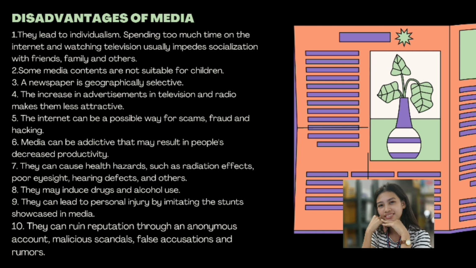So next is they can lead to personal injury by imitating the stunts showcased in media. Media like movie shows often shows exciting stunts and extreme actions. When people, especially young ones, try to copy these stunts without the right training or safety gear, they can get seriously hurt. And last is they can ruin reputation through anonymous accounts, malicious scandals, false accusations, and rumors.